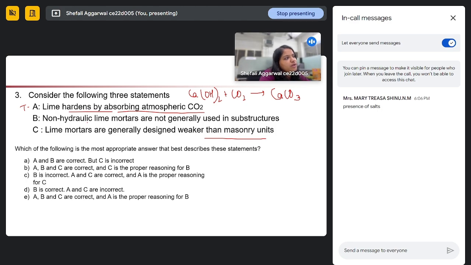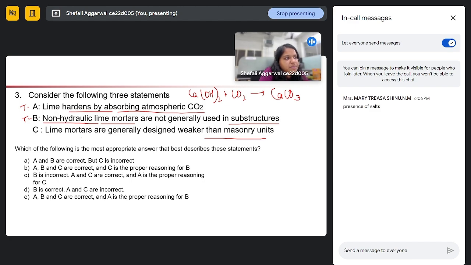Second statement: non-hydraulic lime mortars are not generally used in substructure. Substructure normally means the foundation, and in a foundation we have a lot of moisture. If we use non-hydraulic lime mortars, they won't harden or set when they react with water. So this type of lime mortar is not generally used in substructure. That statement is also true.